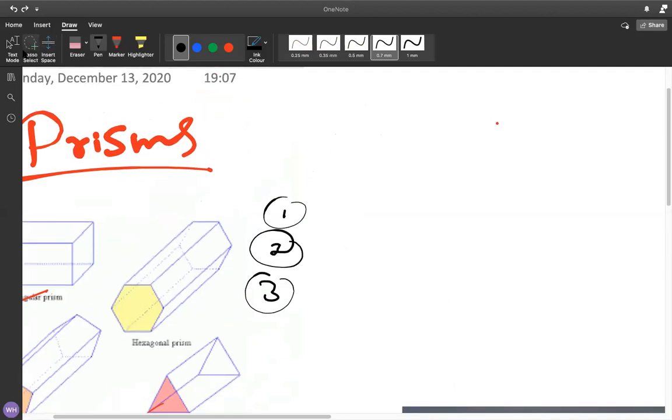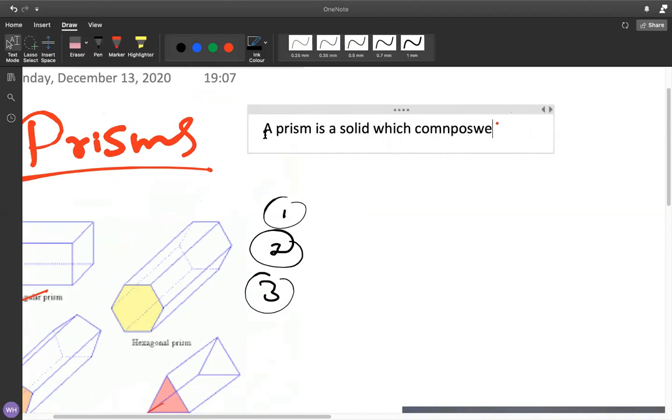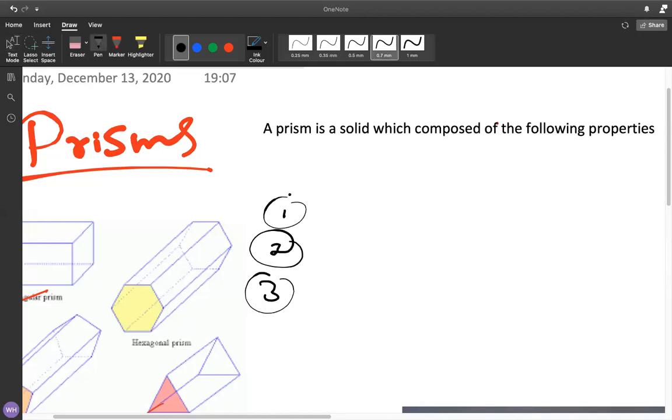Wait, let me type it here. A prism is a solid which is composed of the following properties. Watch the spelling of composed. Okay, so we are going to discuss what the properties are.